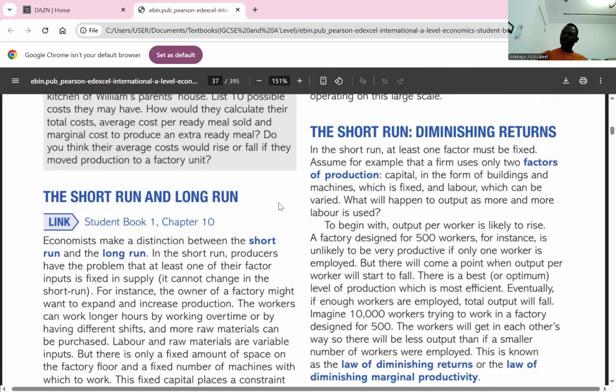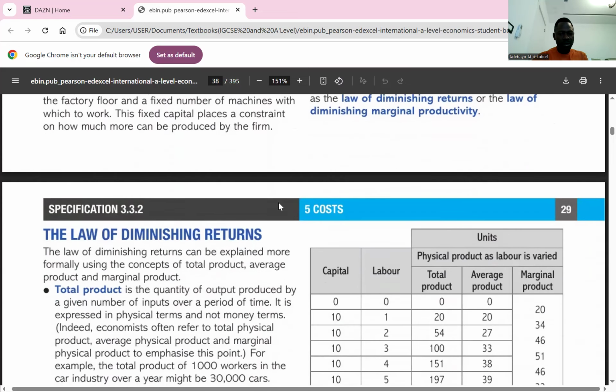Yes. For total product, we're talking about the total quantity produced with a given level of input. For average product, it is the total output per unit of input. And for marginal product, it is what? The total amount of output produced with a given extra unit of input. I think it's clear. Any question about that? No.